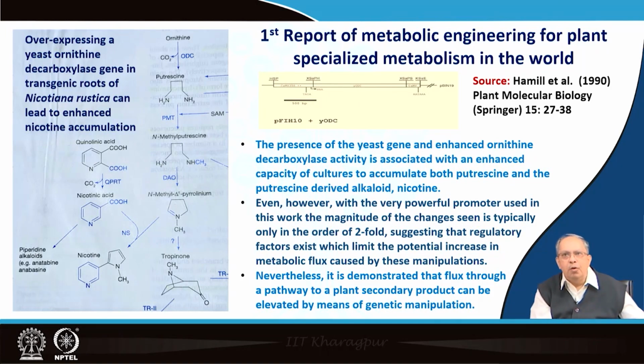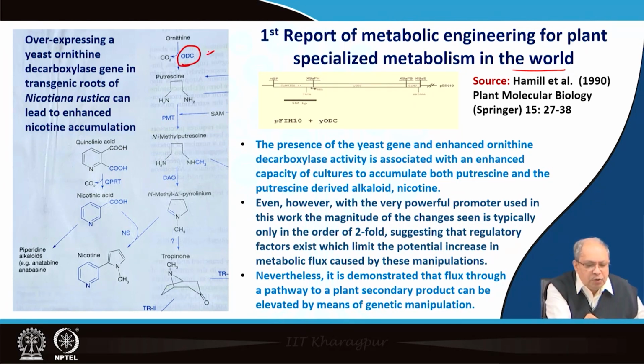So, from this now I go back to the first report in the world, basically the first metabolic engineering paper published in the world. This is a group from Norwich, UK. Hamill published this paper in the reputed journal Plant Molecular Biology. In those days they were involved in the characterization of the early steps of tropane alkaloid biosynthesis, using different plant systems, Datura, Nicotiana, Hyoscyamus. Okay. Here they have taken yeast ornithine decarboxylase. Now, this source was from yeast.